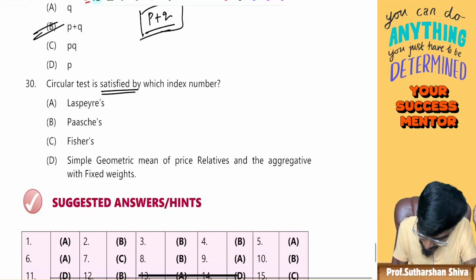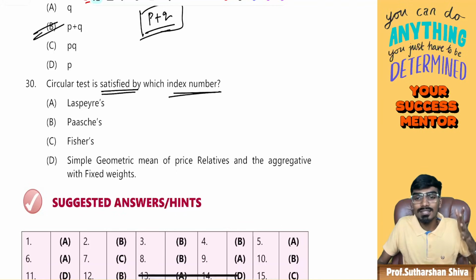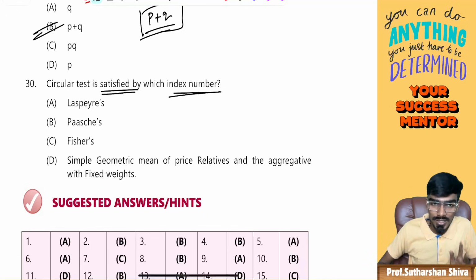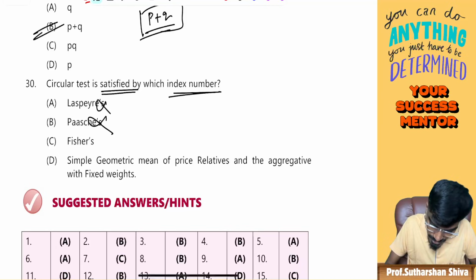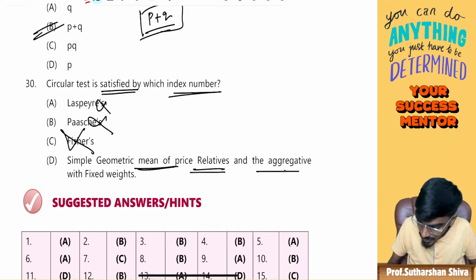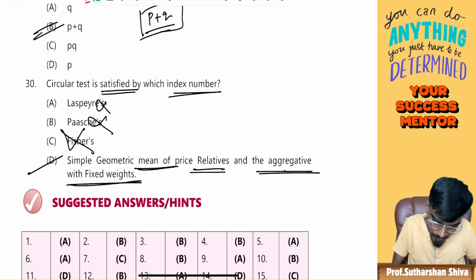Circular test is satisfied by which index number? The last question, guys. In just 28, 29 minutes, we are completing this. Circular test is satisfied by which index number? It is not by Laspeyres, it is not by Paasche, it is not by Fisher. It is by the simple geometric mean of price relatives and then aggregate with fixed weights.